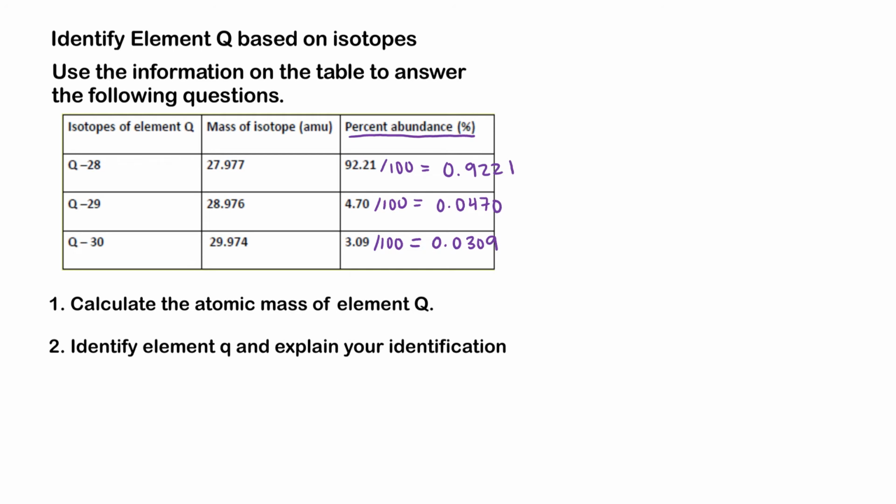Now we're going to set up the problem just like we did for determining the average atomic mass of chlorine. We're going to multiply the relative abundance, so 0.9221, by the mass of that isotope. So isotope 28, Q-28, has an atomic mass of 27.977 AMUs. And then I'm going to do that for all 3 of the isotopes.